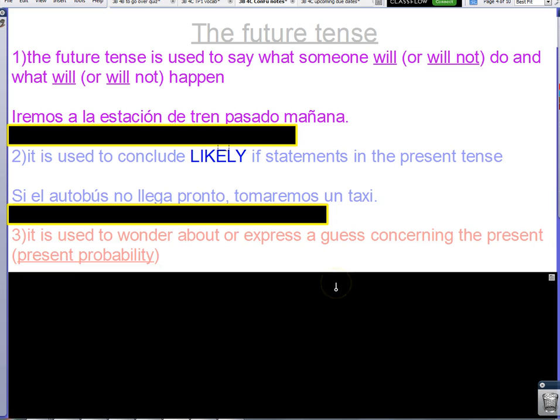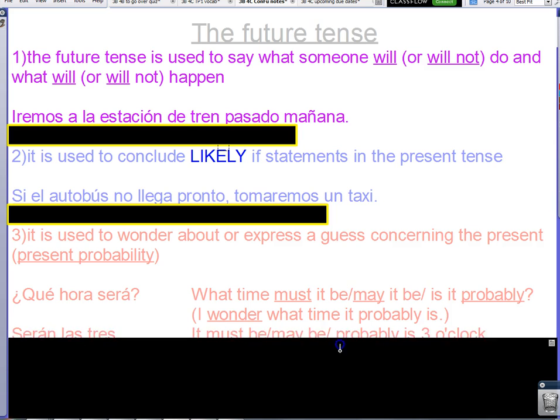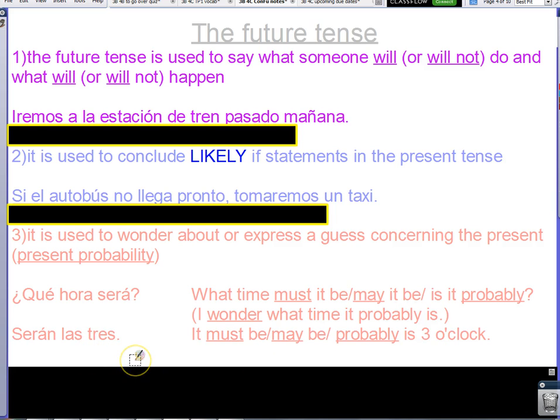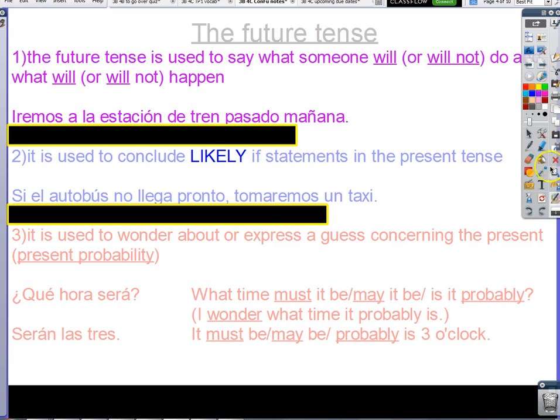And this one, again, we are not super focused on this unit, but it is used to wonder about or express a guess concerning the present, which I call present probability. What time must it be, may it be, is it probably, or I wonder what time it is, you use the future for that. I know that sounds crazy, but the future tense is a way to discuss present probability. Maybe you don't know for sure, which, who would not know the time, because who doesn't have their cell phone on them at all times these days, but it must be, maybe probably is 3 o'clock. Again, you would use the future to discuss present probability. Go ahead and write all of that down, and let's move on.